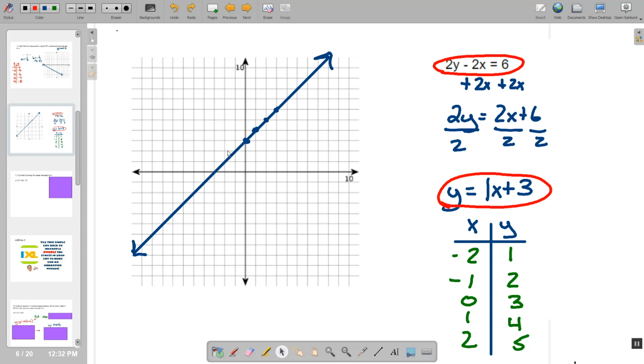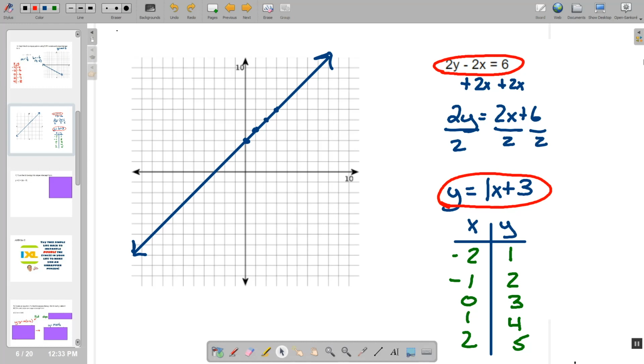On the CLEP test, most of the time it will give you the graph and ask you which equation matches it, or it will give you an equation and ask you to match to one of the graphs. So you won't actually have to graph like this very often, but you need to be able to read them.